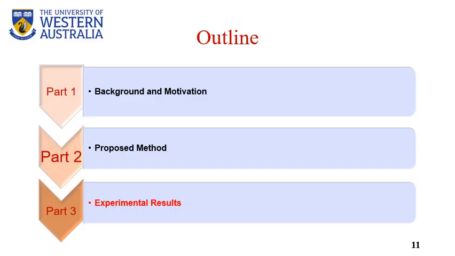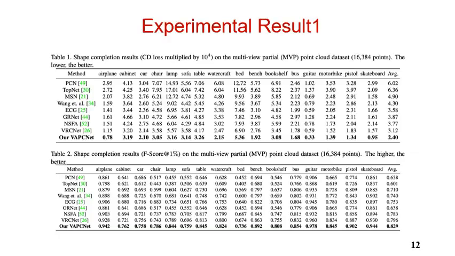Finally, I will introduce the experimental results. In the point cloud object completion field, MVP and PCN datasets are widely used. Chamfer distance and F1 score are widely used evaluation metrics. These two tables show the results on the MVP dataset in terms of chamfer distance and F1 score for all categories. We can see that the proposed method outperforms all the previous methods for all categories.